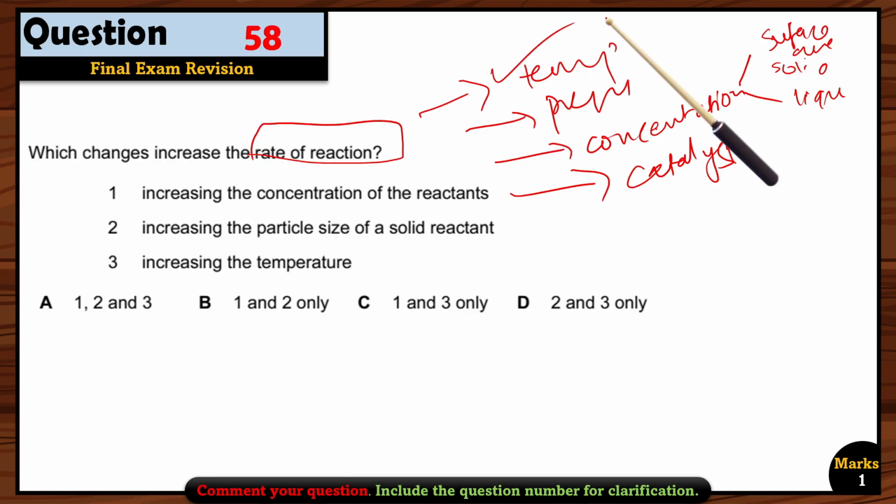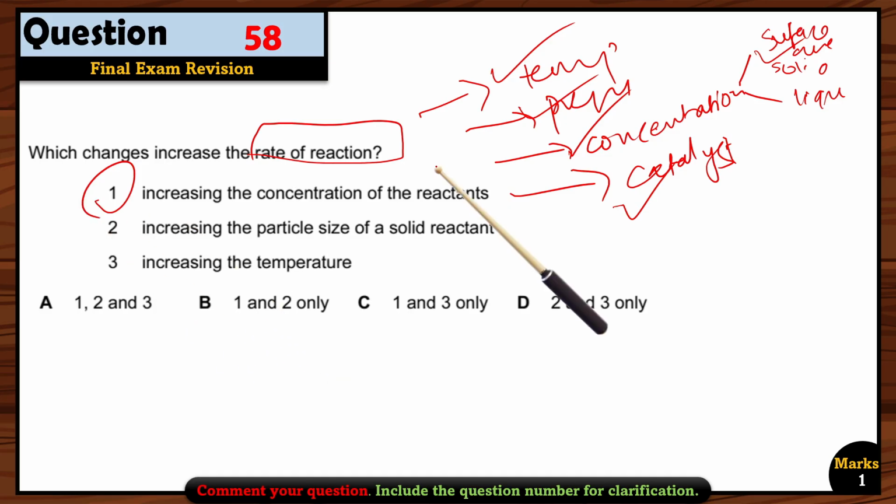So higher the temperature, higher will be the rate of reaction. Higher the pressure, higher the rate of reaction. If you add the catalyst, higher will be the rate of reaction. Higher the concentration, the rate of reaction will be higher. So surface area also higher, then it means the rate of the reaction will increase. So now let's see one by one. Increasing the concentration of the reactants. Yes, that option is right.